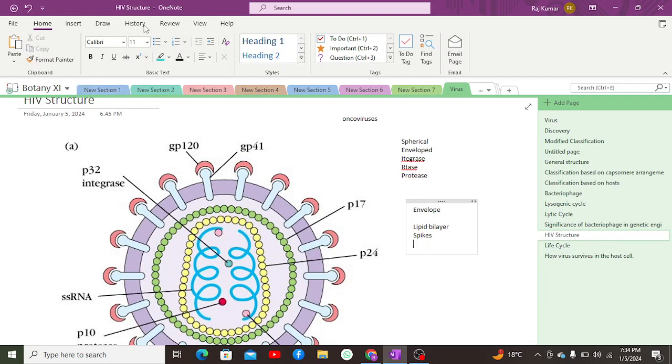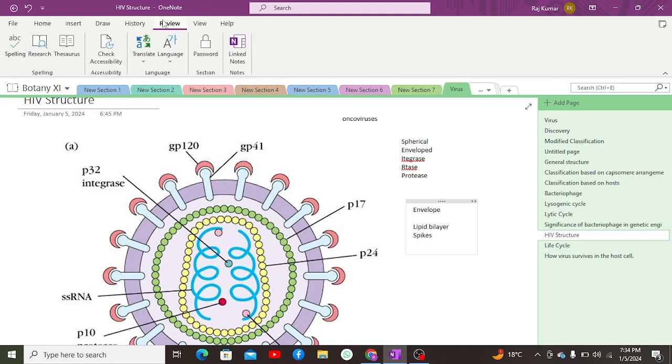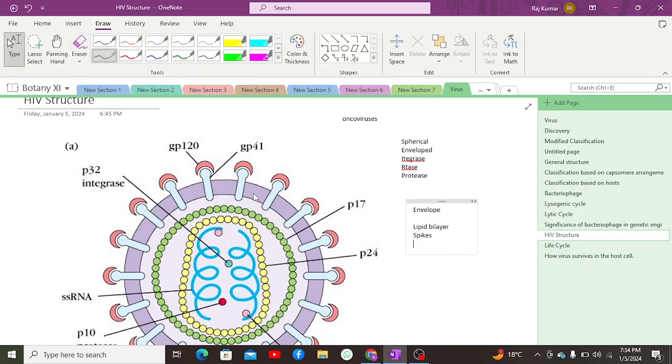Specifically, when we come to the structure of this glycoprotein spike, the downward part, the transmembrane glycoprotein embedded completely within the lipid bilayer, is known as GP41. It is glycoprotein 41 because it has a molecular weight of 41 kilodalton. We call it a transmembrane protein, and it helps in the fusion of the lipid bilayer of HIV with the lipid bilayer of the host cell.